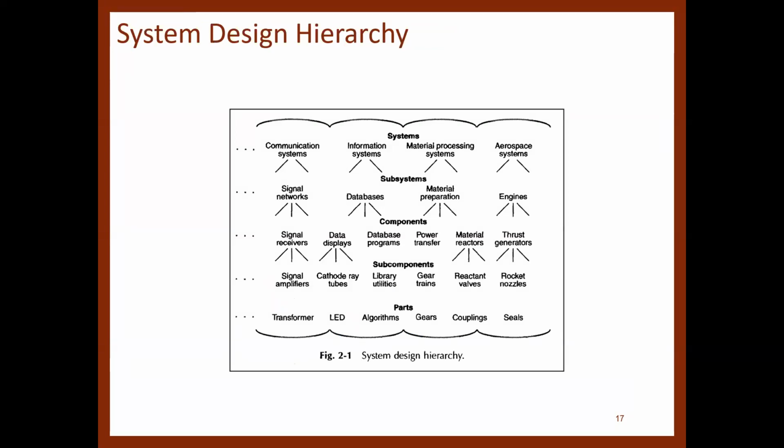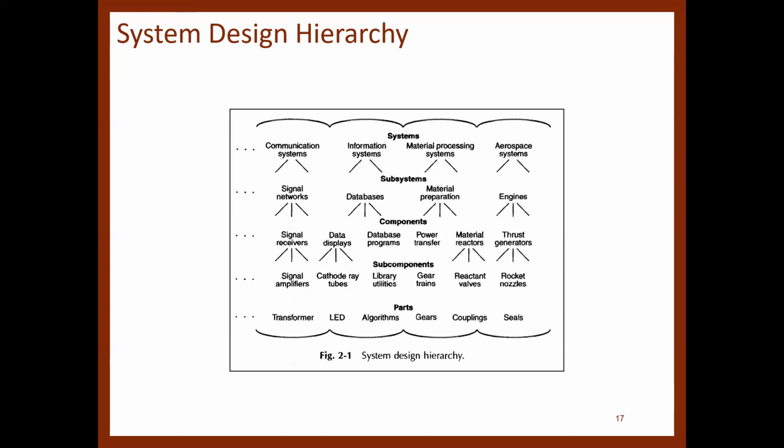So at the top, we have the systems, and then the next level, we have subsystems, then components, subcomponents, and parts. So if we go to the first column, we're looking at the communication system. One of the subsystems of the communication system is the signal networks. Components could be the signal receivers, and at the subcomponent level, we have the signal amplifiers, and then at the parts level, we can have a transformer.